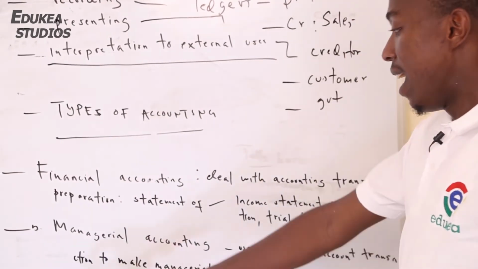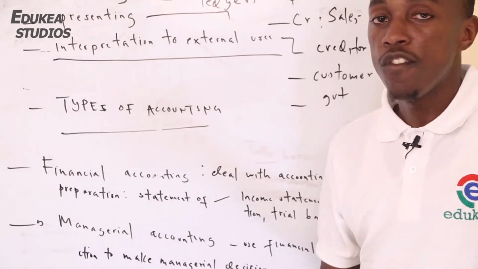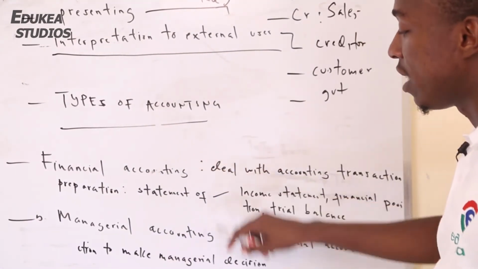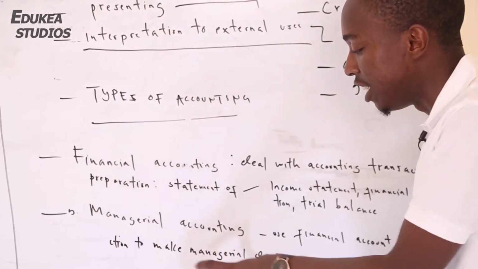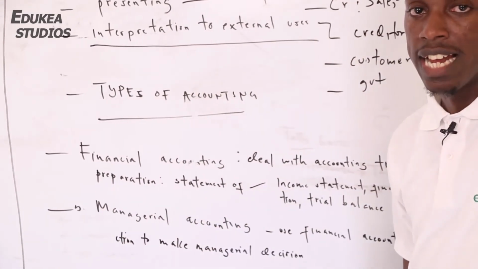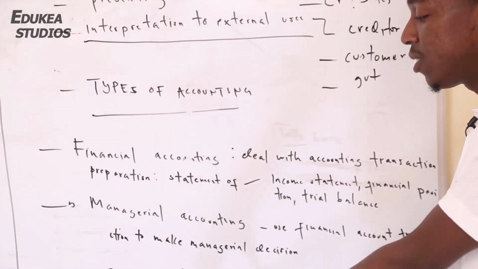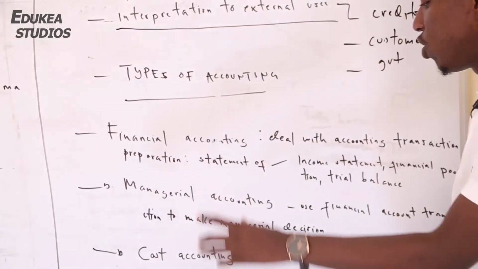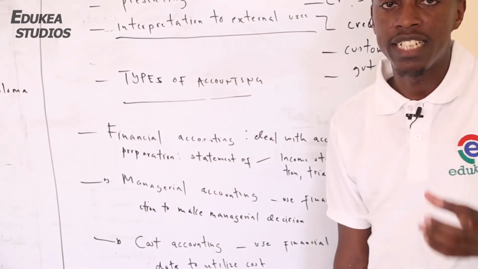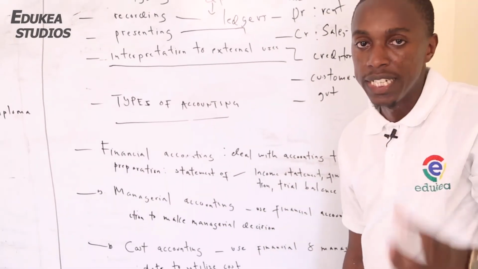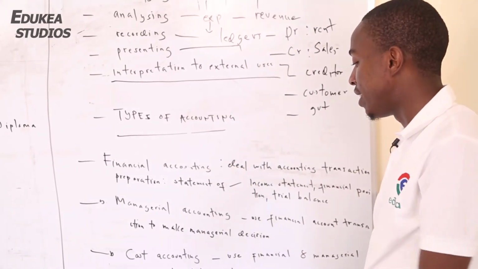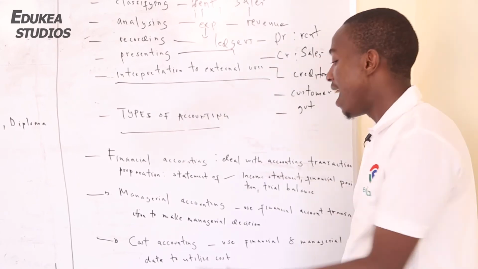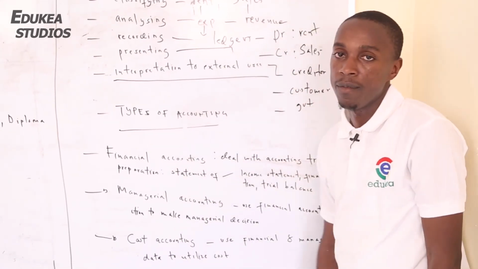Managerial accounting deals with the use of financial accounting by the manager. Managers use this financial accounting to make decisions. And the last part is cost accounting. This one uses both financial and managerial accounting to see how they can utilize the cost of the business. By utilize, we mean seeing how much cost we are accumulating, how much cost we are incurring, and how we can minimize them.